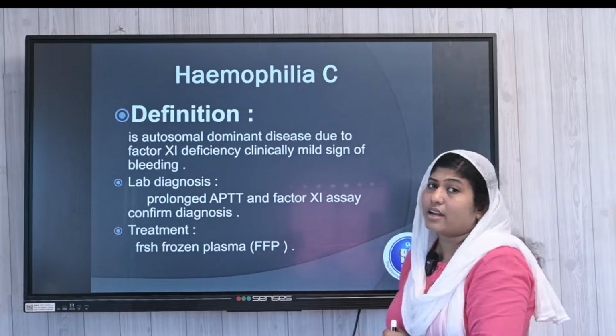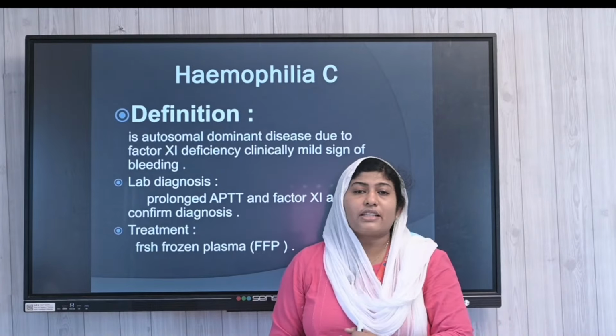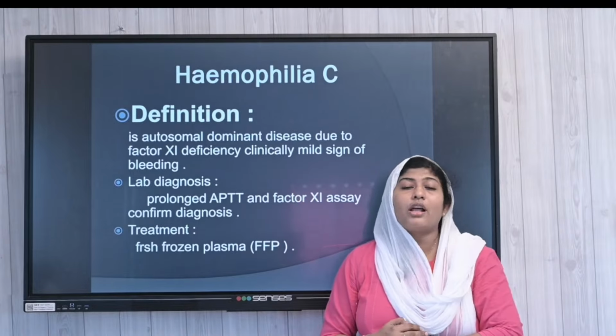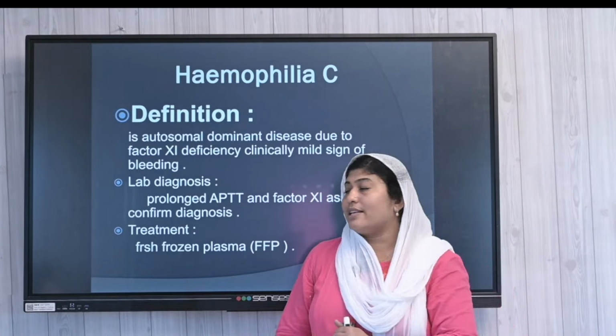So, these three are the factor number 8 deficiency, factor number 9 deficiency, and factor number 11 deficiency, or hemophilia disease. They all are coming under the coagulation disorders.